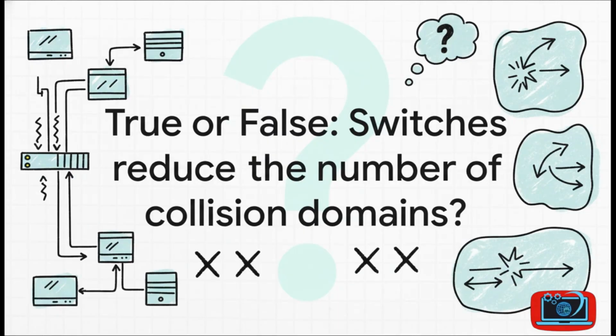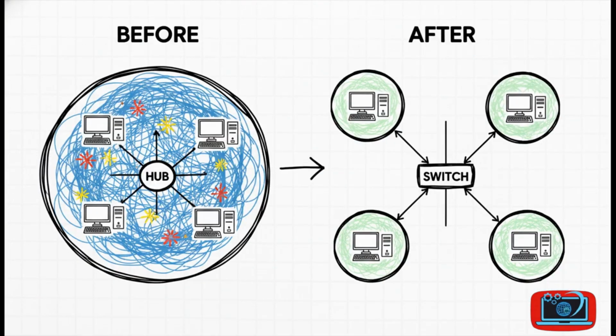Okay, so this brings us to a really common question, one that honestly trips a lot of people up. Since switches are designed to solve the collision problem, you might think they reduce the number of collision domains. What do you think? True or false? So get this, the answer is actually false. It's kind of counterintuitive. Switches don't reduce collision domains, they dramatically increase them. They create a tiny, isolated domain for each and every connected device. It's like turning a chaotic, one-lane road into a massive expressway with a private, dedicated lane for every single car.